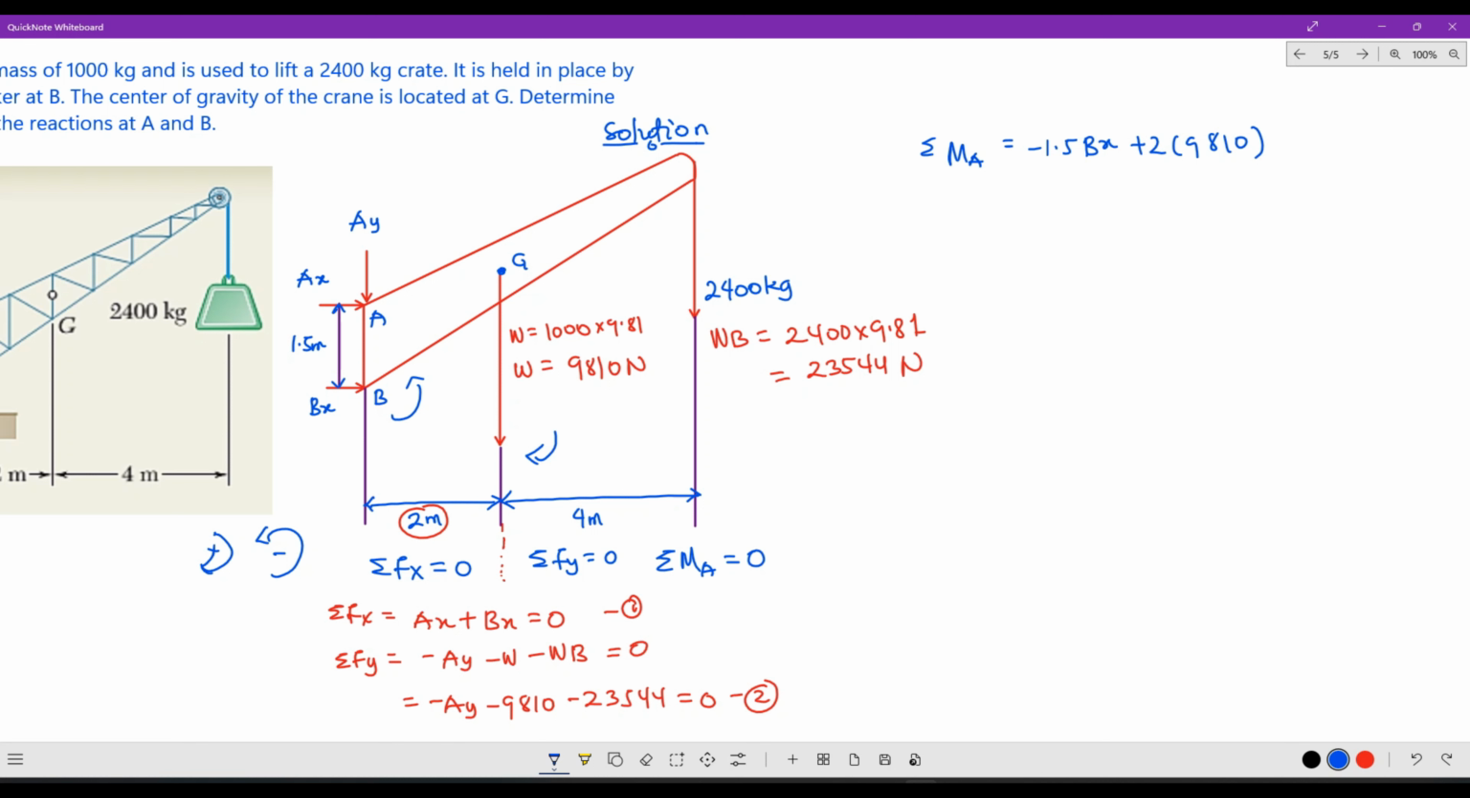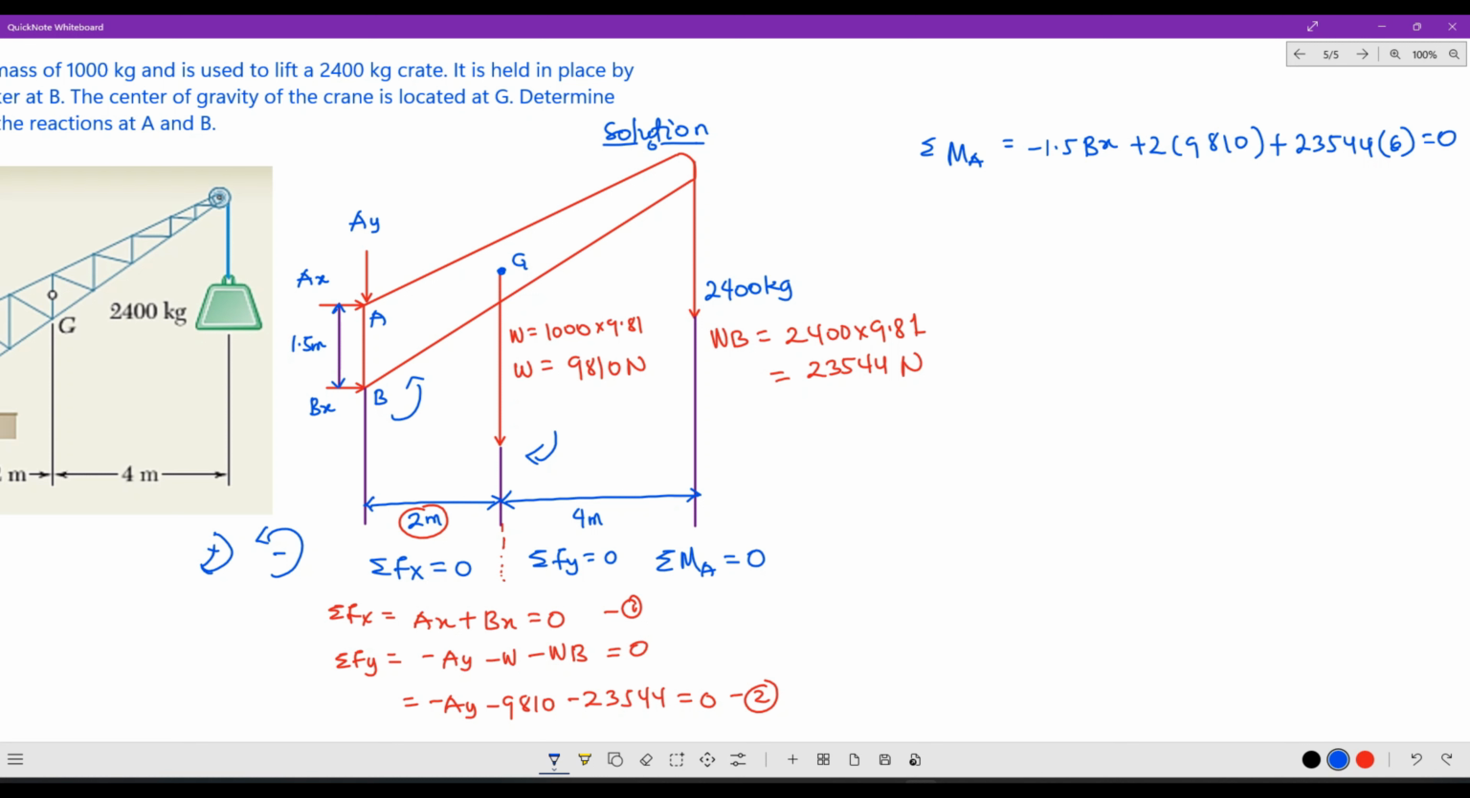And then same for the weight of the block, that will also be a clockwise moment, and its perpendicular distance will be 2 plus 4. So you're going to have plus 23544 multiplying 2 plus 4, which will be 6. Okay, so all this should be equal to 0.